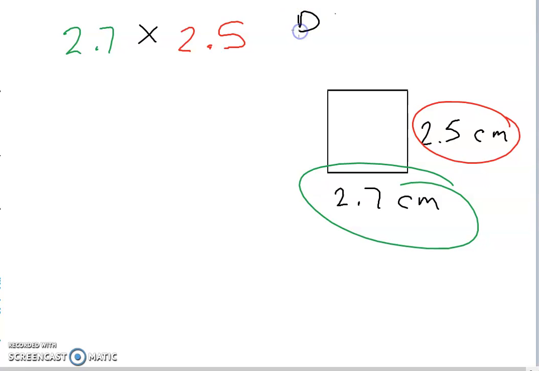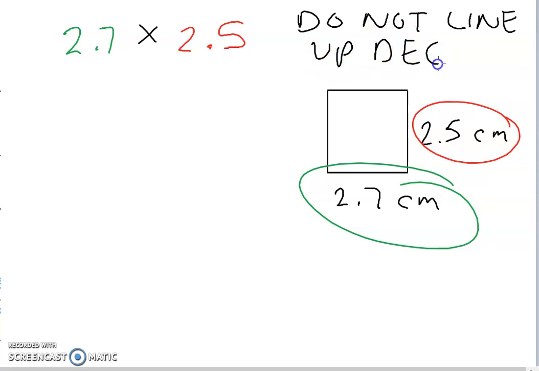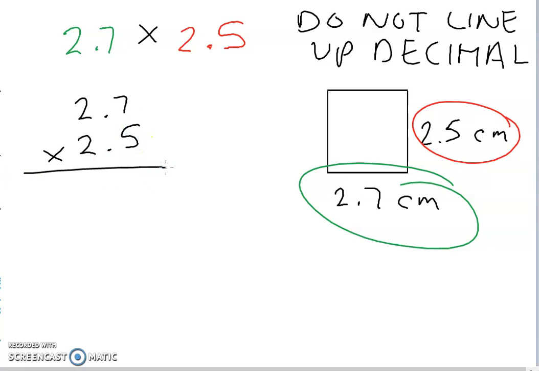So let me repeat that. Do not line up the decimal. It is unnecessary and it will cause you undue heartache. So just don't do it. All right, so I have my 2.7 times my 2.5. I'm going to do my multiplication like normal, and then we'll deal with the decimal later.